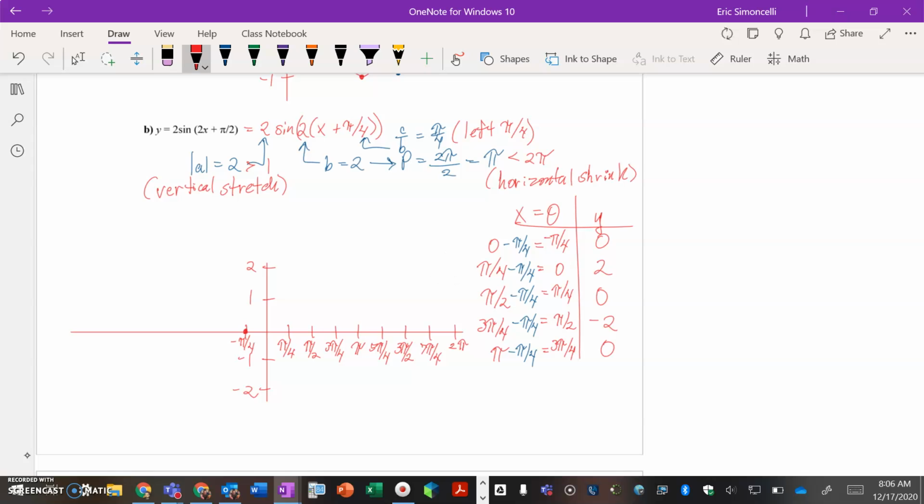0 comma 2, pi over 4 comma 0, pi over 2 comma negative 2, and 3 pi over 4 comma 0. So again, this represents only one period of this particular function.